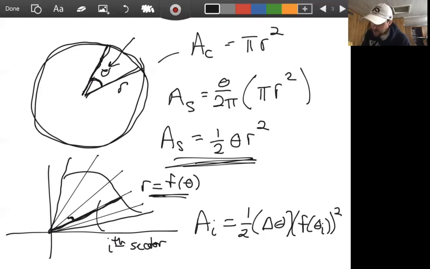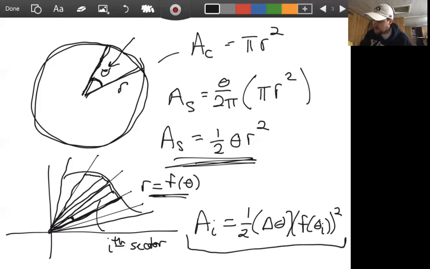And as we go to the next sector, say, we would have something like this. You can kind of split it up so it looks like an approximation again. When we go to the next sector, this radius can be different, right? And so this is our formula for the area of the ith sector. Okay, and now we have the area for the ith sector.